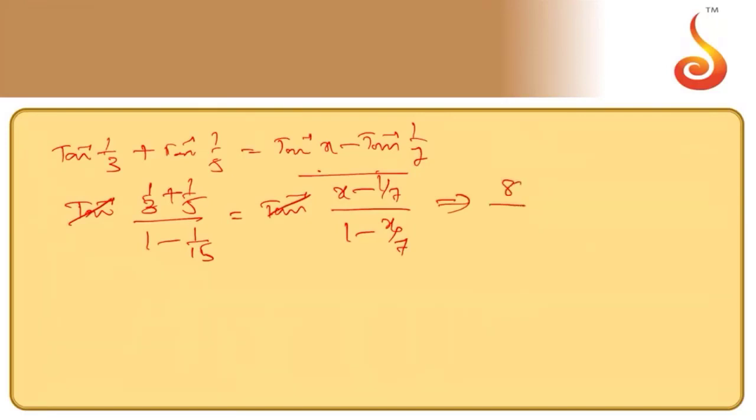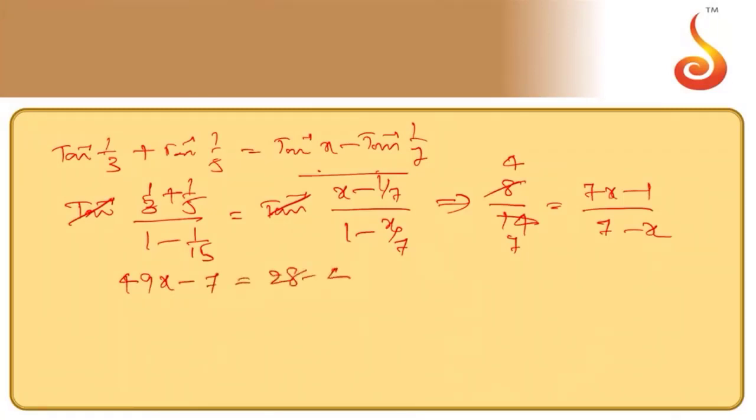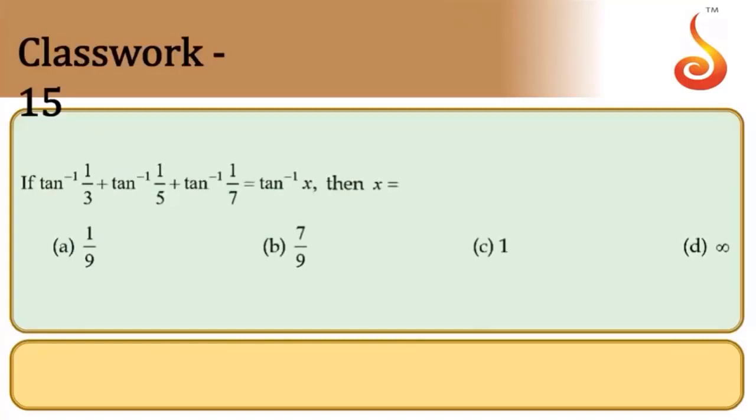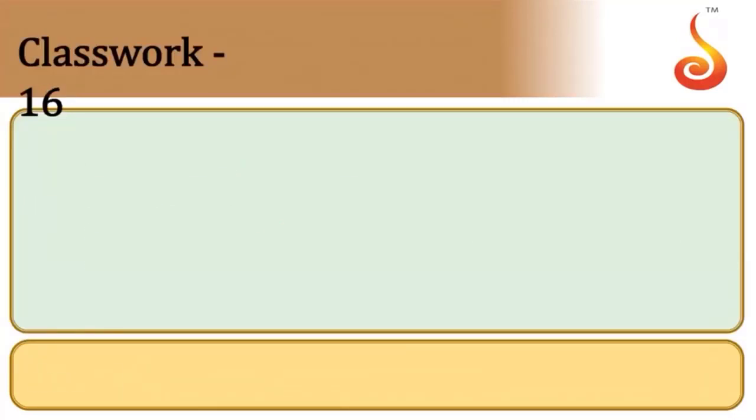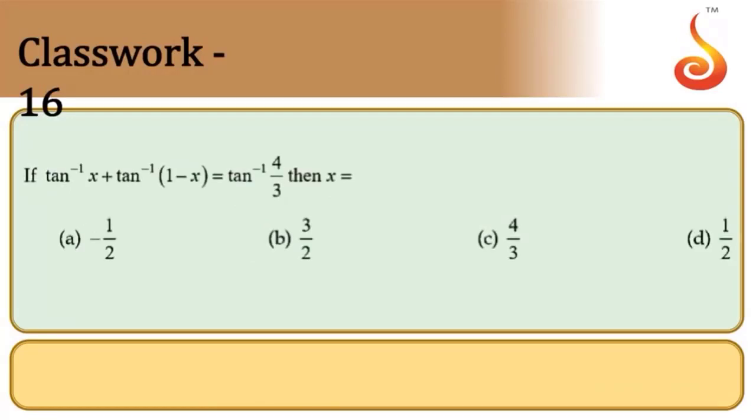So eliminating tan inverse and simplifying, that gives you 8 divided by 14, which is equal to (7x minus 1) divided by (7 minus x). So 2 fours, 2 sevens. Simplifying, 49x minus 7 is equal to 28 minus 4x. So 45x is equal to 35. That implies x is equal to 7 by 9 is the solution for the problem. So x is equal to 7 by 9 is the required answer.